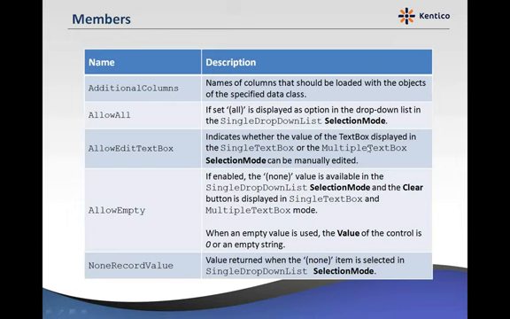Okay, so there is the first group of properties. As we are going through them, I will switch to Visual Studio to show you an example of how it works. Some of those are clear. Some of those need more explanation, so I will try to make it clear when we get to some more complex properties. So the first one, AdditionalColumns.